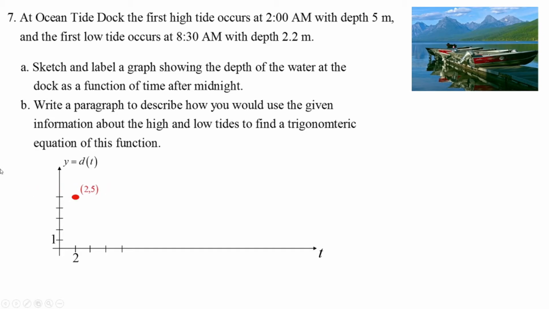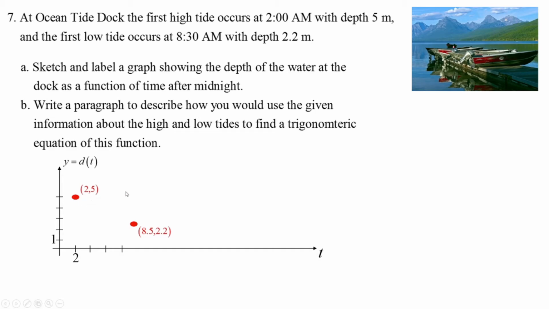Now, what's my next point? The first low tide occurs at 8:30 a.m., and that would be 8.5 hours with a depth of 2.2 meters. So 8.5: 2, 4, 6, 8, so 10 would be about there, 8.5 right about there, and 2.2 meters. That's going to be approximately right here. These points don't have to be perfect. Just make sure you label them.